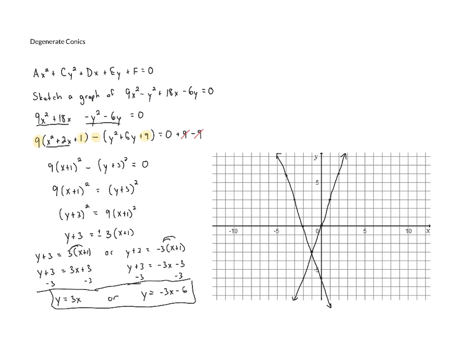So in this case, we have a degenerate hyperbola, and the graph is two lines. We're going to look at a couple more examples in the next video so that you can see the other possibilities, because it's not just going to be two lines. There are other ways that we can get different graphs.